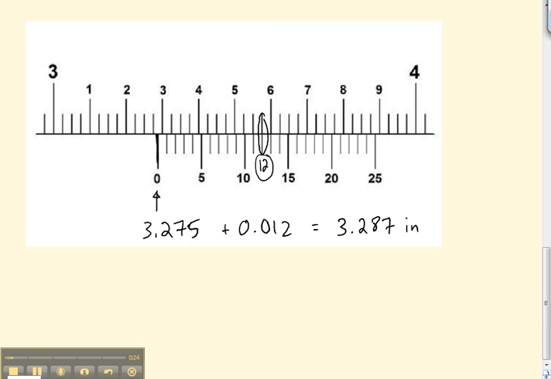And so that's how we arrive at our answer of 3.287. Again, same things as before: looking at where that zero line lines up first, and that's where I get my 3.275 from. Then the first line that lines up with the fixed scale on top is the 12th line, so that's plus 0.012, and away you go.